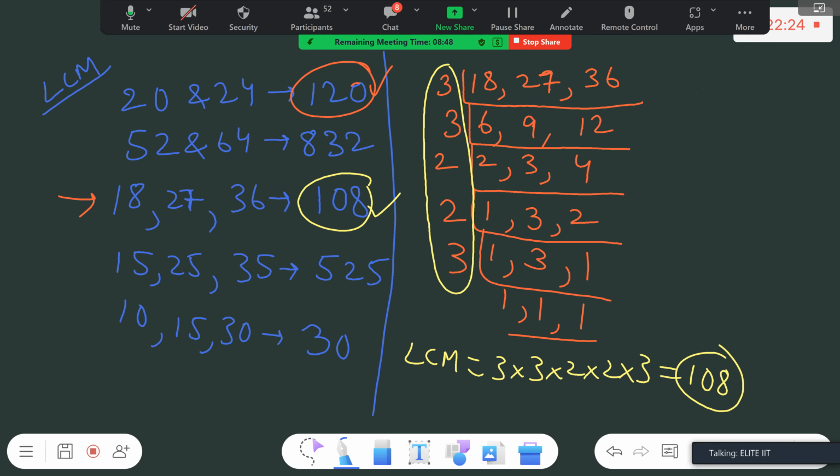The remaining homework that I gave you yesterday, try that by this division method, okay? It will take less time. Today I will give more homework, but yesterday what I gave, try it by division method, okay?